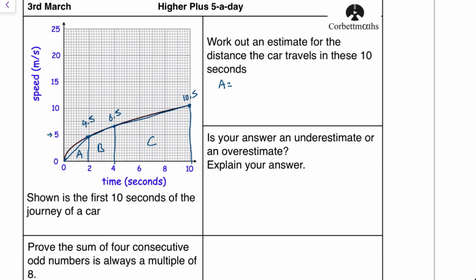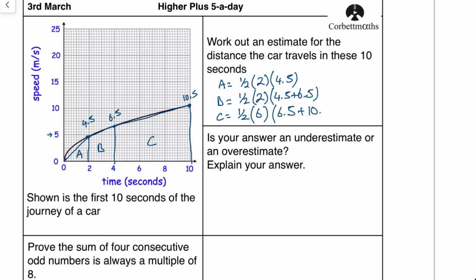Therefore, when working out my area, area A is going to be a half times the width, which is 2, times the height, which is 4.5. Area B is a trapezium, so it's half the height, which is 2, times the sum of the parallel sides, which is 4.5 plus 6.5. And my C is going to be a half, well, the height here is 2, 4, 6, so my height is 6, the difference between 10 and 4, times the sum of my parallel sides, which is 6.5 plus 10.5.